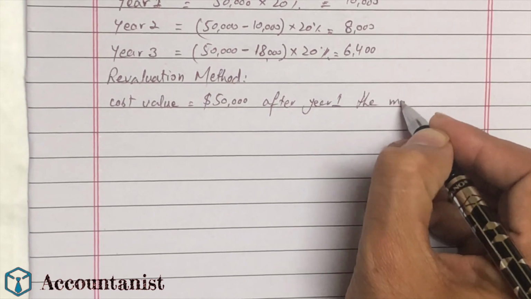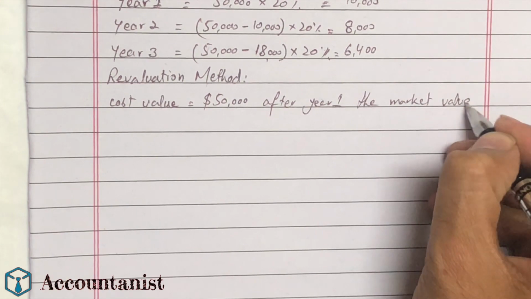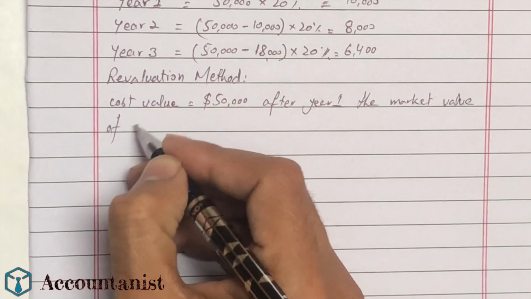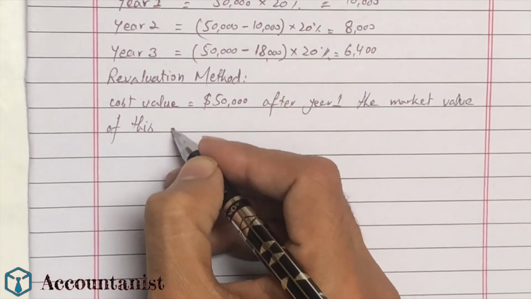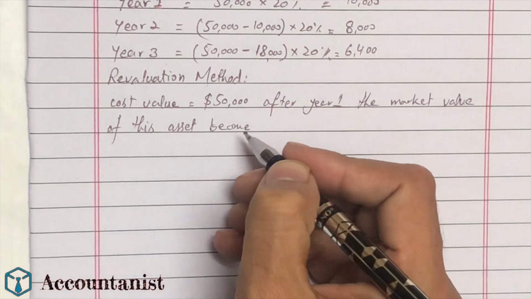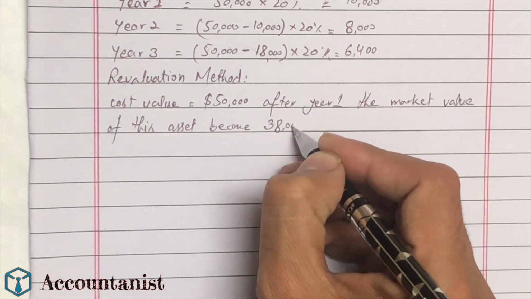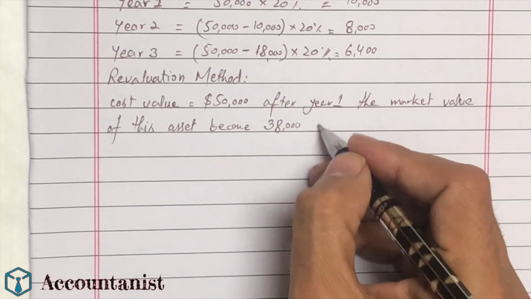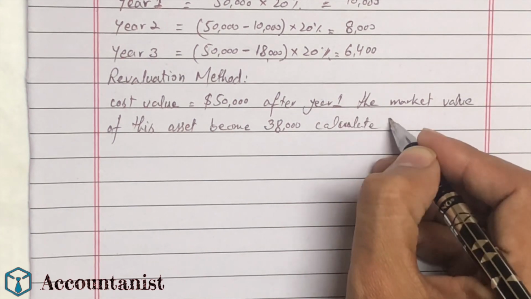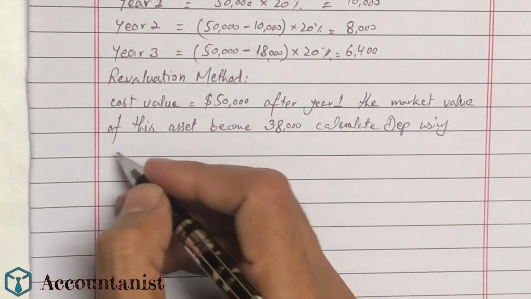the market value of this asset became 38,000. So calculate the depreciation using the revaluation method.